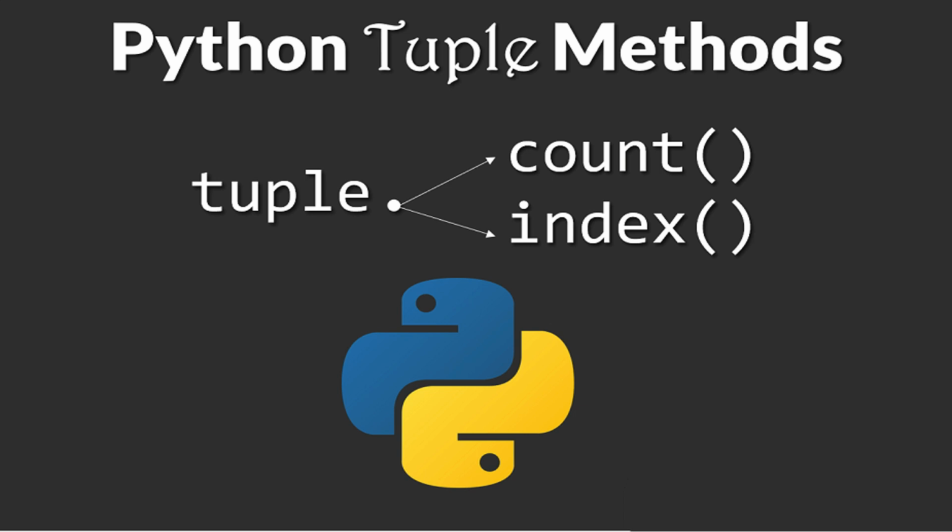As for the other tuple method called index, it also takes a tuple item as the argument, and it returns the index position of that particular item in the tuple. Again, don't worry, I'll show you examples in a few minutes.